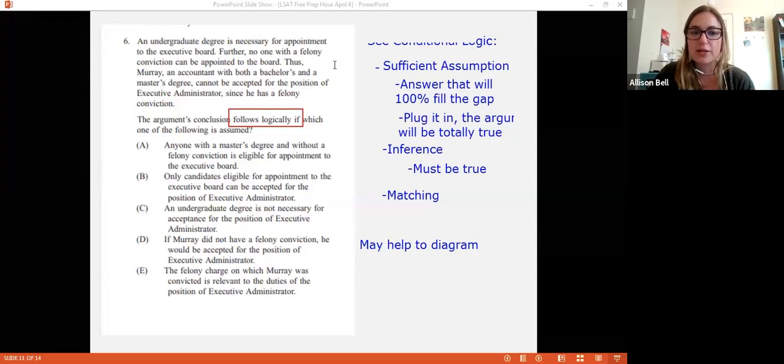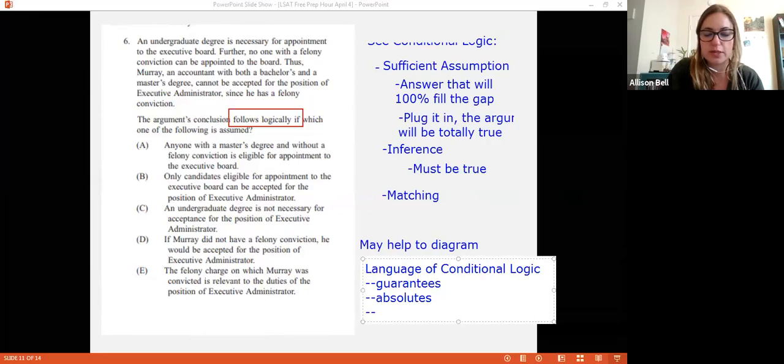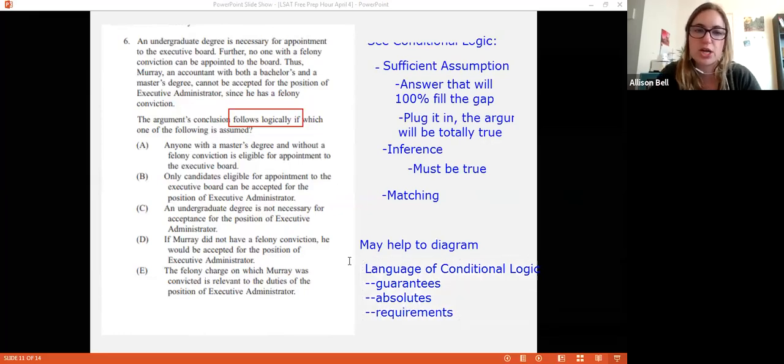Okay, so I know from the question type that it's possible I'll see conditional logic, but I really don't know for sure until I read the actual argument and check to see, is it using the language of conditional logic? So can you tell me in the chat window, keeping in mind the language of conditional logic is guarantees and absolutes and requirements, what are some words that you see in this argument that help us know it's using conditional logic? Tell me in the chat. Words in the argument that make you think, oh, maybe this is conditional.